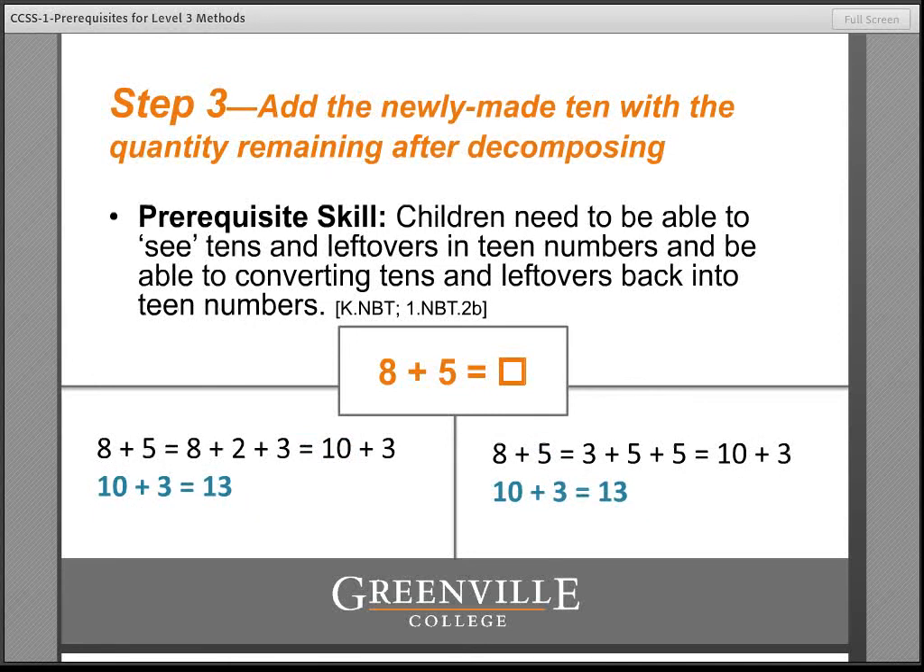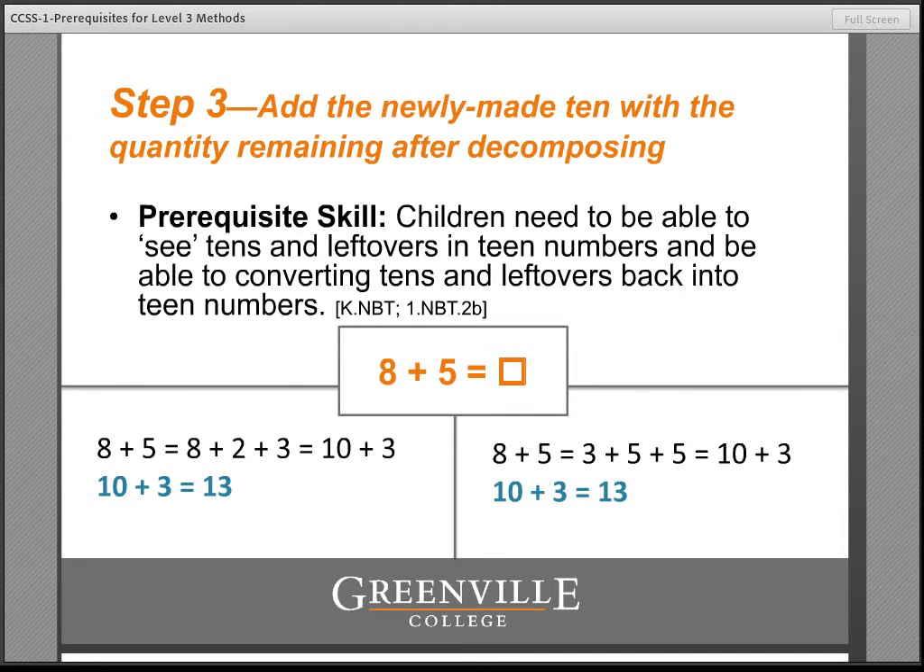The last step involves children being so comfortable with the teen numbers that they can just quickly see the teen number that results with the 10 and leftover. So when I convert 8 plus 5 to 10 plus 3, we want them to be able to know instantly that's 13. Not to have to think 10 plus 3 is how much again? We don't want them to have to go 10, 11, 12, 13.